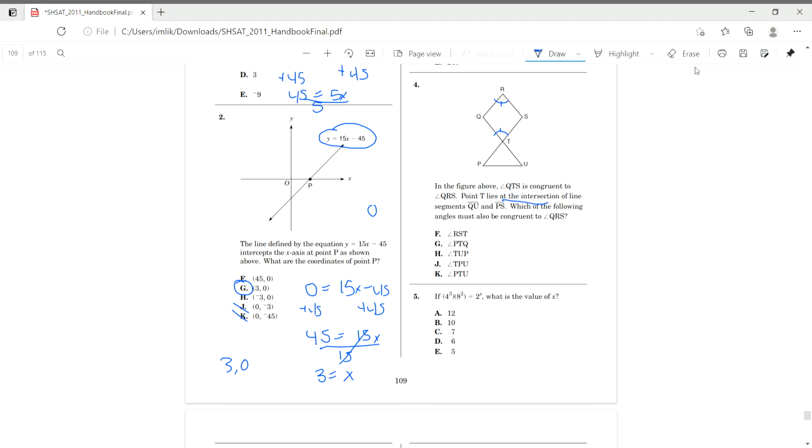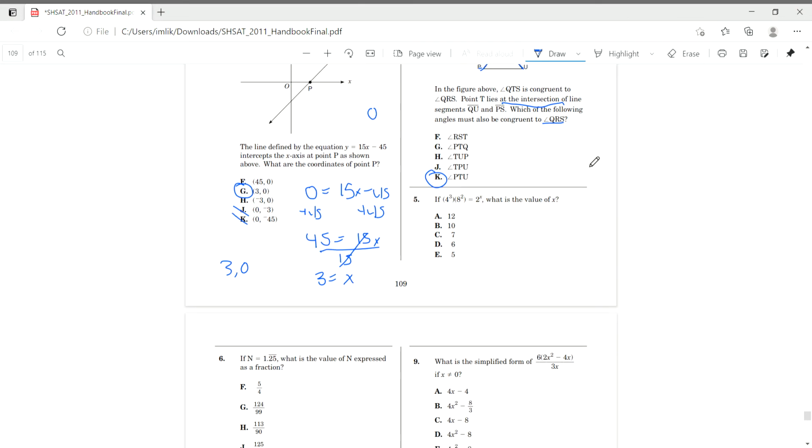So we have an intersection of 2 lines, which means that angle QTS and angle PTU are vertical angles, which means that they are congruent to each other. And if this angle is equal to this angle, and this angle is equal to this angle, all 3 of them have to be the same. So, which angle is congruent to QRS? QRS has to be congruent to PTU, which is K. Remember, right here, we had an angle that was congruent to a pair of vertical angles. Always remember vertical angles, never forget them.